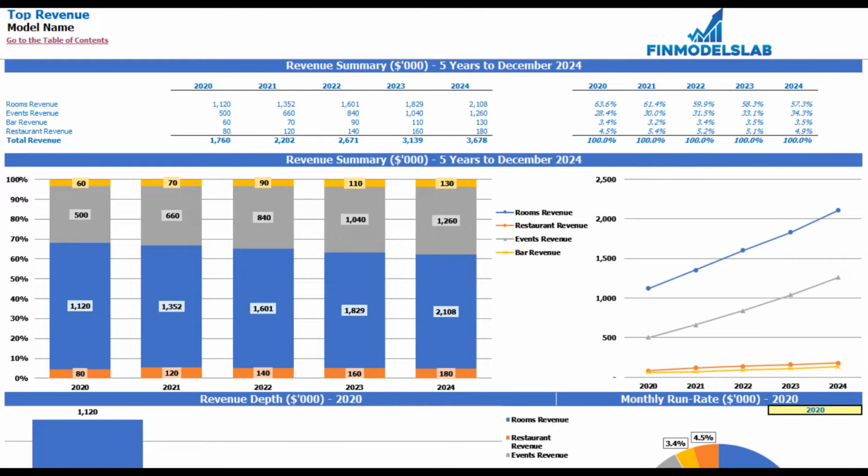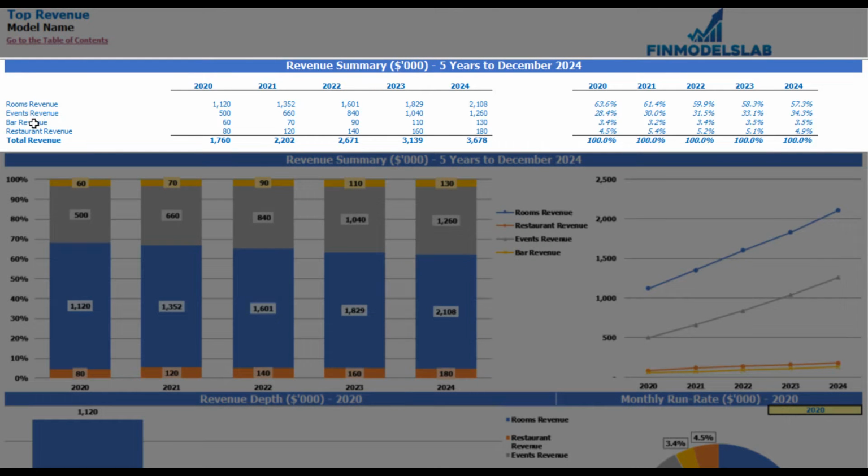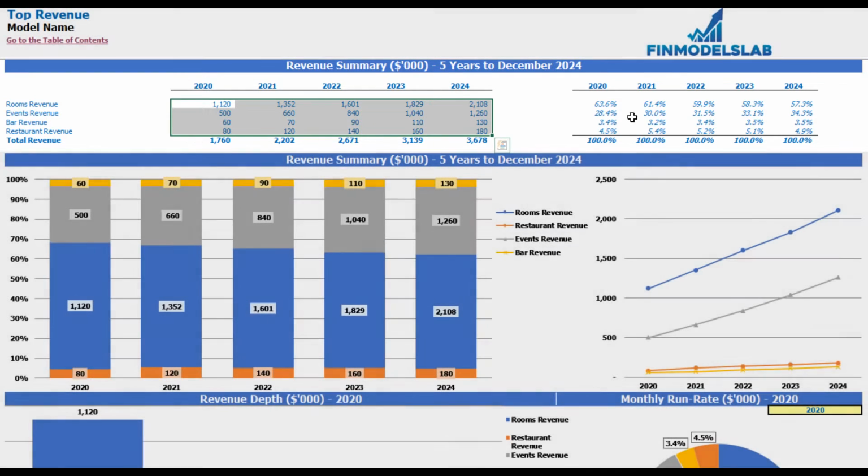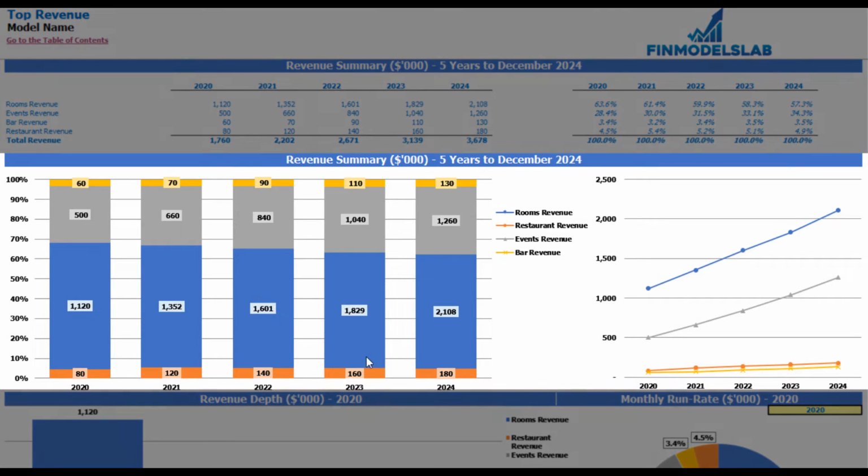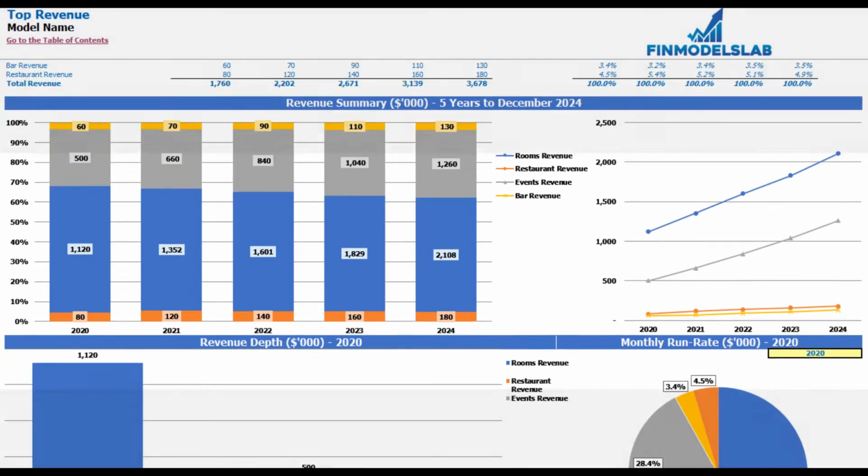On the top revenue tab, you can see the revenue breakdown by rooms revenue, events revenue, bar revenue, and restaurant revenue. Also, you may see the breakdown of absolute values by years and percentage allocation by years. The same information you may see on the charts below. So here you may see the percentage allocation and the absolute values allocation.